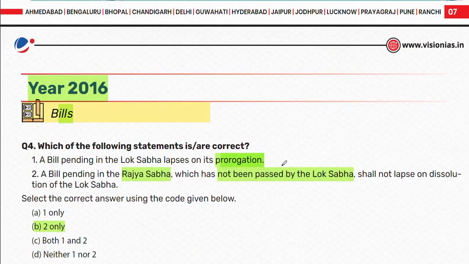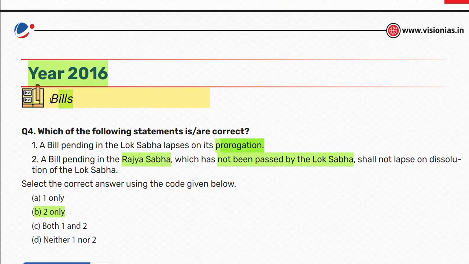Now moving to the next question, question number four, about the bills. Which of the following statements is correct? A bill pending in the Lok Sabha lapses on its prorogation. Prorogation, they are not saying dissolution. So this is incorrect. Why? Because a bill pending in the Lok Sabha lapses on its dissolution, not on prorogation. Dissolution means the very life of the Lok Sabha has ceased to exist. But in case of prorogation, it is not so. Prorogue means a session of Parliament is ended, not the life of the House.